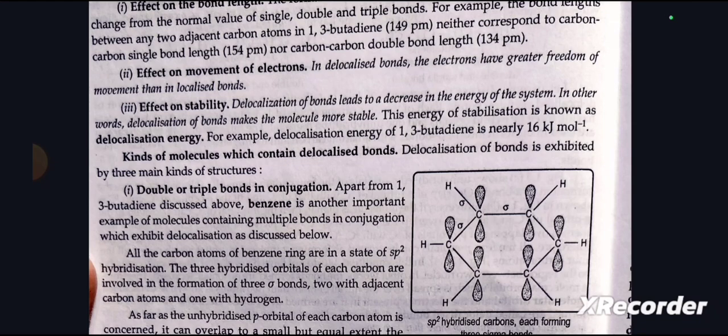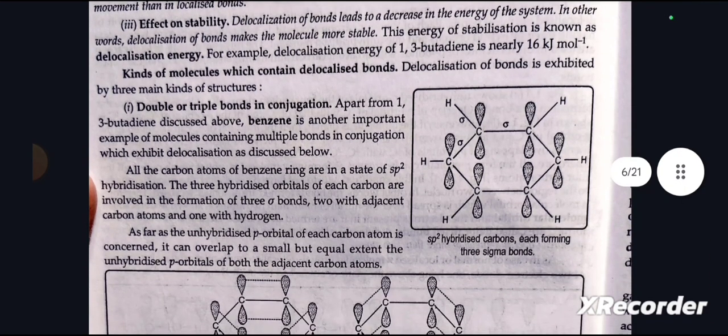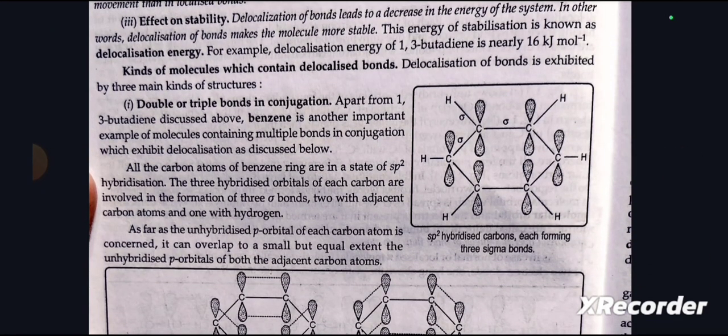Kinds of molecules which contain delocalized bonds. Delocalization of bonds is exhibited by 3 main kinds of structures. First, double or triple bonds in conjugation. Apart from 1,3-butadiene discussed above, benzene is another important example of molecules containing multiple bonds in conjugation, which exhibits delocalization as given below.